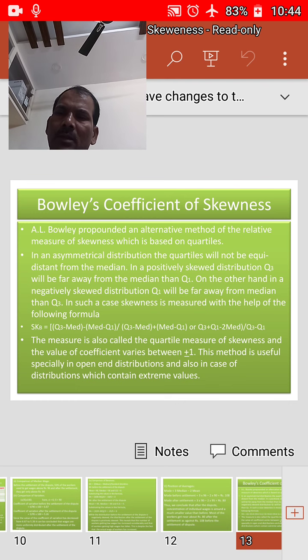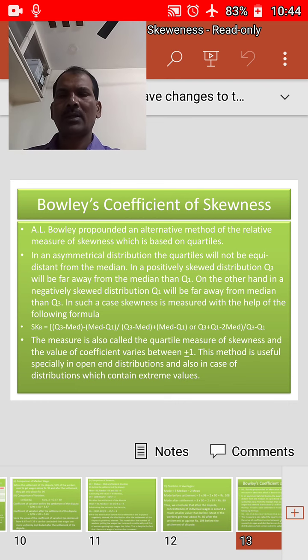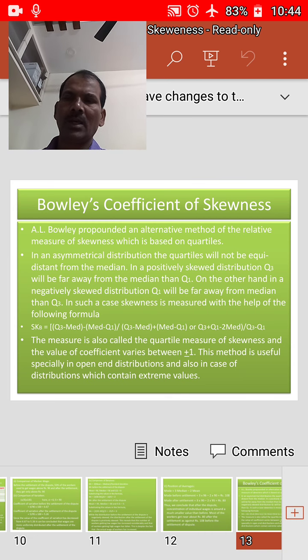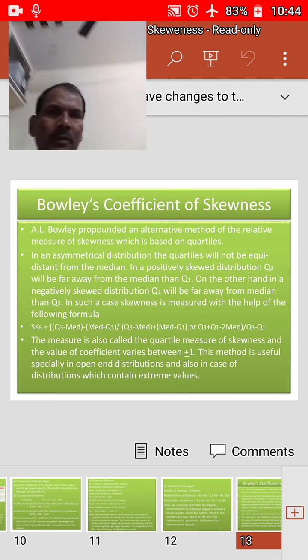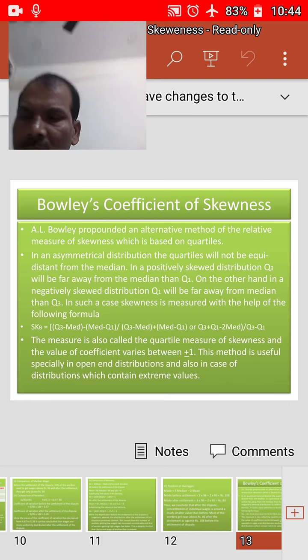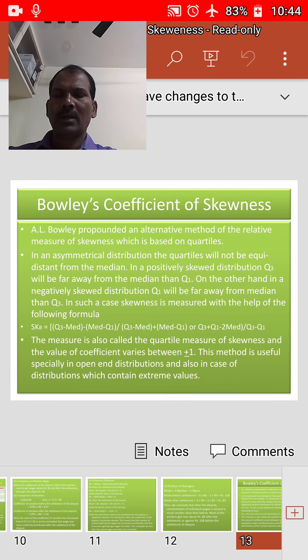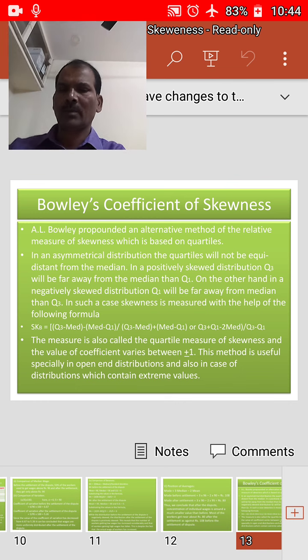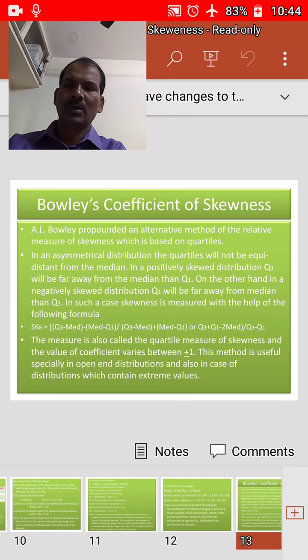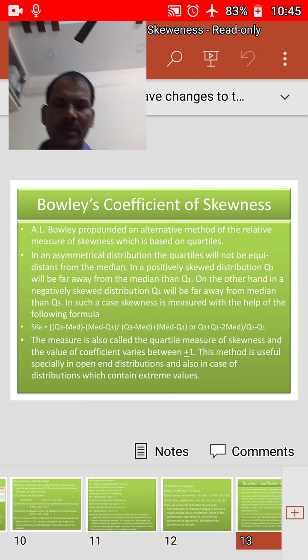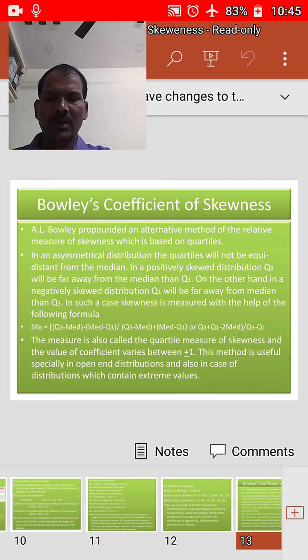Bowley propounded an alternative method of relative measures of skewness, which is based on quartile deviation. In an asymmetrical distribution, the quartiles will not be equidistant from the median. In a positively skewed distribution, Q3 will be farther away from the median than Q1. On the other hand, in a negatively skewed distribution, Q1 will be farther away from the median than Q3. In such a case, skewness is measured with the help of Bowley's coefficient of skewness formula.